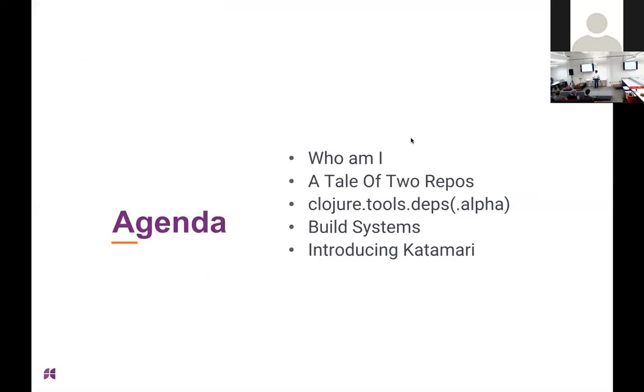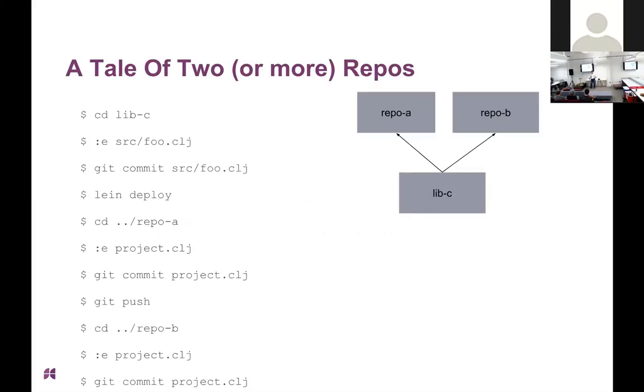Well, I'm going to tell you a tale of two or more repos. We're going to talk a little bit about Clojure's tools.deps alpha library, go over some context on build systems, kind of what they are, what the history of these sort of things is, and I'm going to introduce Katamari, which is a thing I've been working on here and in some of my personal time. So, to keep this moving, the tale of two repos, right?